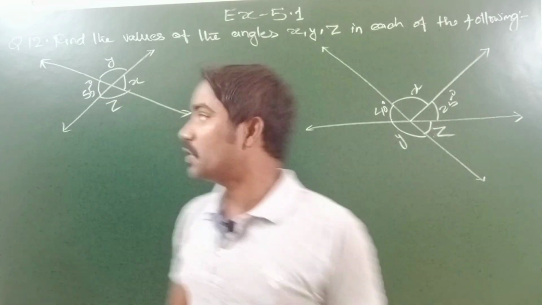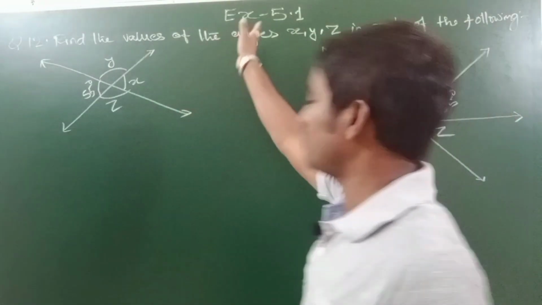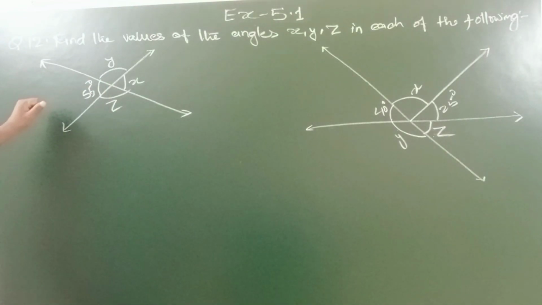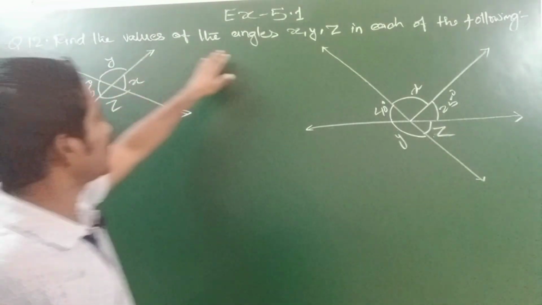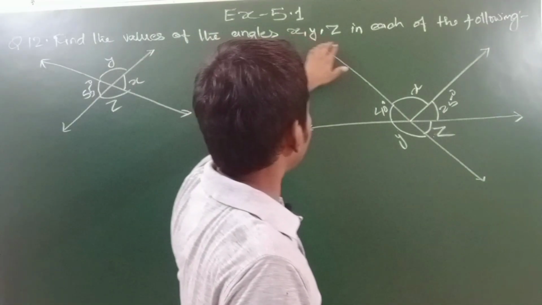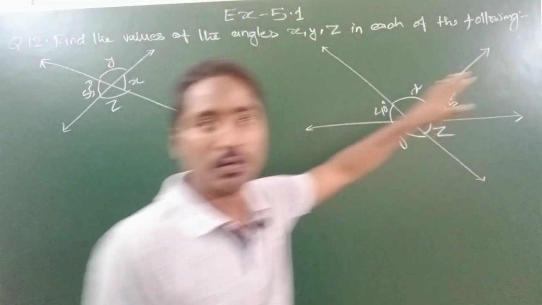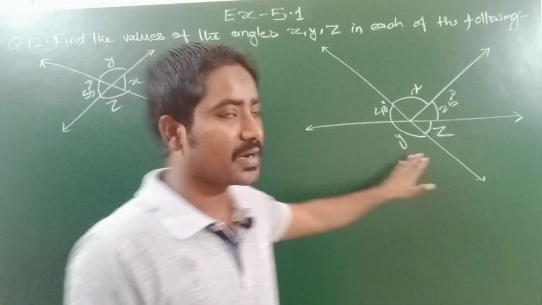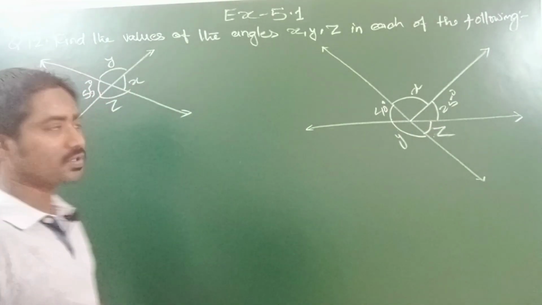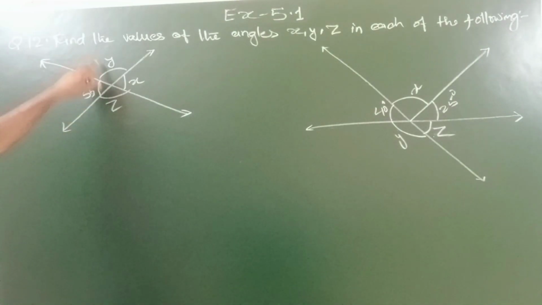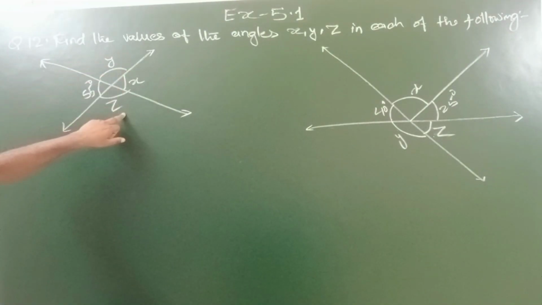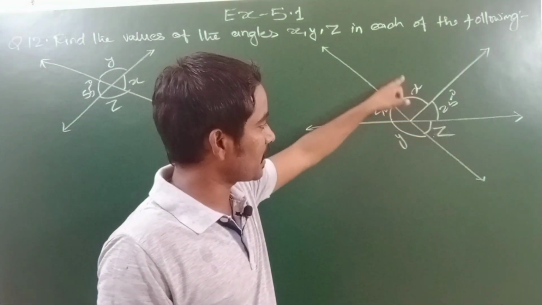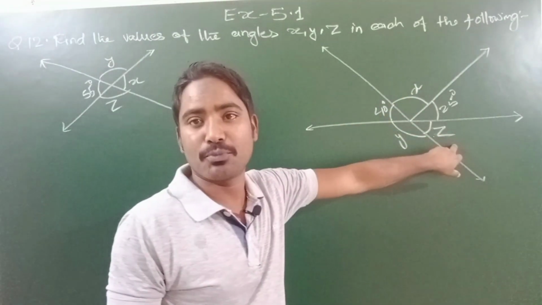So in today's session, we will solve question number 12 of exercise 5.1. The question states that you have to find the values of the angles x, y and z in each of the following figures. This is figure number 1, segment number 1, and this is segment number 2. As you can see, students, you have to calculate these values x, y, z. Similarly, in segment number 2 also, you have to calculate x, y, z.